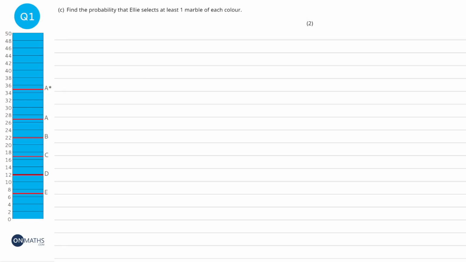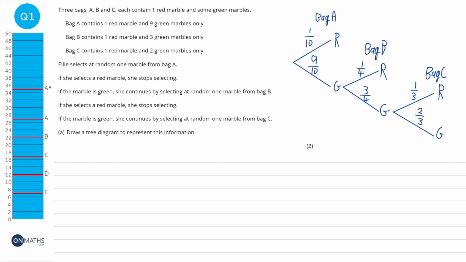In this question, we're asked to find the probability that Ellie will select at least 1 marble of each colour. So if we go back to our tree diagram from part A, we can see if a red is selected first, then a green can never be selected, so that's not going to be one of the options. If a green is selected and then a red, that's 1 of each colour, so that's one possibility. Or a green, then a green, and then a red. So those are our two options there. So it's green and a red, or green and a green and a red.